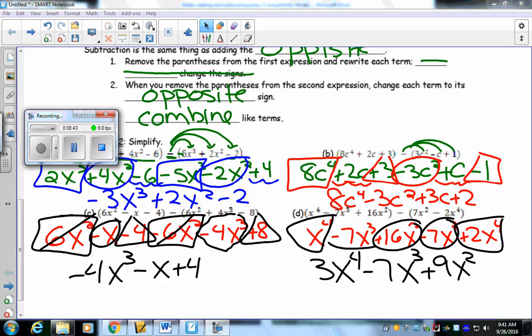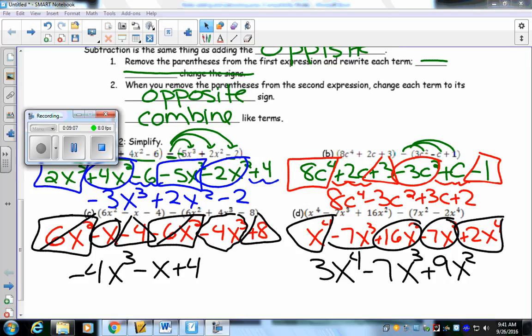All right, go ahead and take a look. In the first one, if you notice, the x squareds cancel each other out because positive 6x squared minus 6x squared, bye-bye. So I have negative 4x to the 3rd. My x squareds are gone, so I don't need to write 0x squared. If you wrote 0x squared, that's fine, just not what we would normally see. Negative x is by itself, and then negative 4 plus 8 is a positive 4.